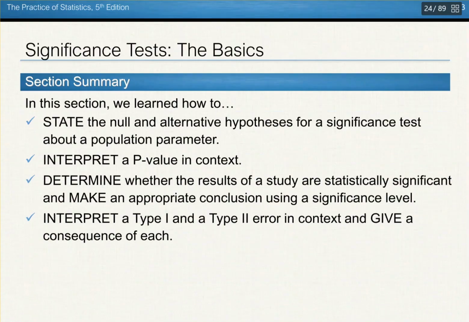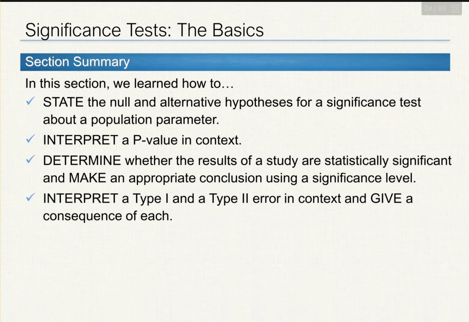That basically wraps up our video on section 9.1. The basics of significance tests: we learned how to state the null and alternative hypotheses for a significance test about a population parameter. Interpret a p-value in context, right? A p-value is basically how likely it is that we got the given result that we did if the null hypothesis was true. Determine whether the results of a study are statistically significant and make an appropriate conclusion using the significance level. Again, we just did that based on alpha.